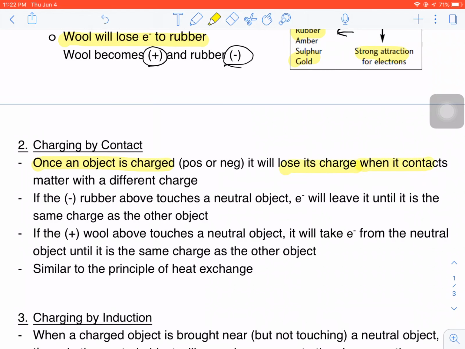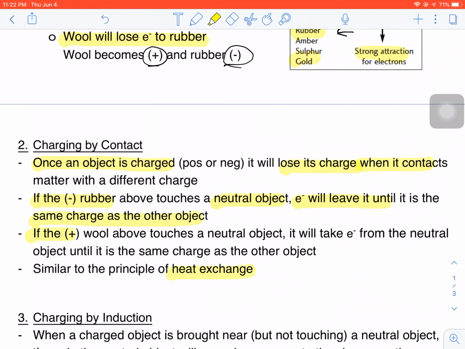So like I said, if the negative balloon touches a neutral object, the electrons will leave the balloon until the two are the same charge. It's just like heat exchange. Remember, the hot thing will lose heat to the cold thing. The cold thing will absorb the heat from the hot thing until they're both the same final temperature. The same thing here. The negative rubber balloon will transfer electrons to the neutral object until they have an equal amount of charge.